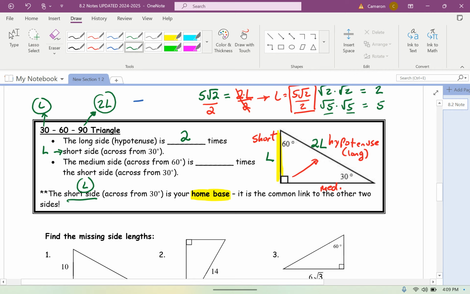How do I get to the medium side? Going from short to long, I multiplied by 2. To get to the medium side across from 60, I want to take my short side, which was L, and that magic radical that showed up on the intro activity was rad 3. So I'm going to multiply the short side, L, times rad 3, and that gets me to the side across from 60. So the medium side across from 60 is always rad 3 times the short side. In other words, L rad 3. Okay, so 2 different routes we can go.